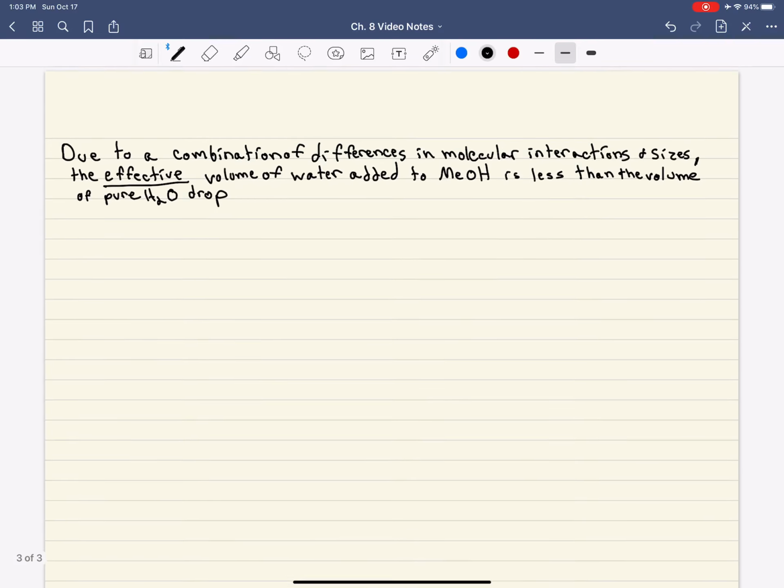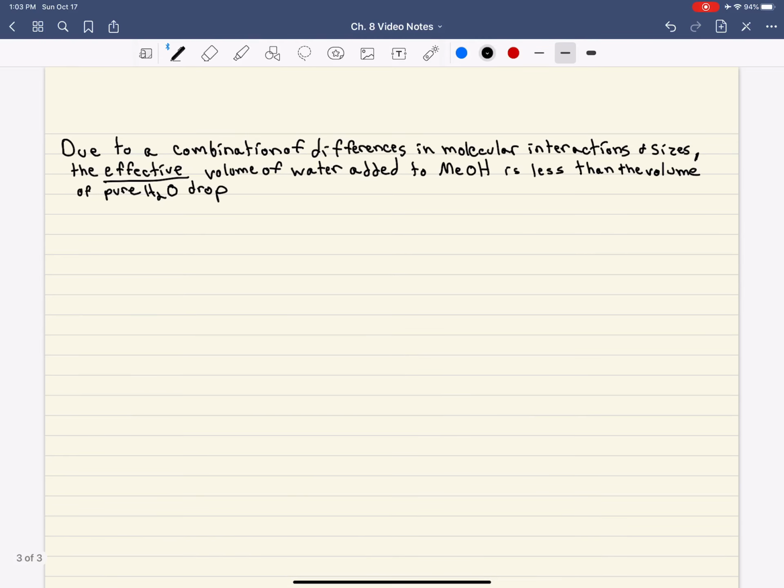Now, so that's just what happened. That's physically what's happening. Every drop of water we add, once it goes into that mixture, the effective volume of that drop decreases, or is smaller than what the pure drop was like. And so we see that the change in the total volume of our system is smaller than what we would expect if we had the ideal solution.